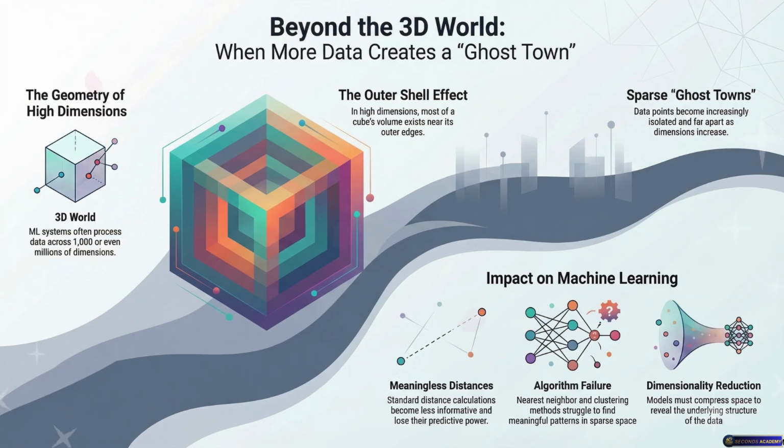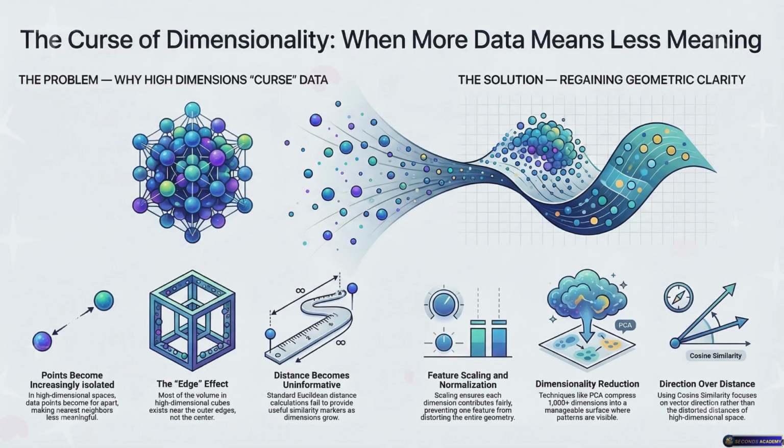And because every single point is pushed out to the extreme edges of this massive space, the physical distance between any two random points normalizes. What does that mean, it normalizes? They all become separated by roughly the exact same massive distance. If every point is roughly the exact same distance away from every other point, then the foundational premise we built earlier, that closeness equals similarity, is completely annihilated.